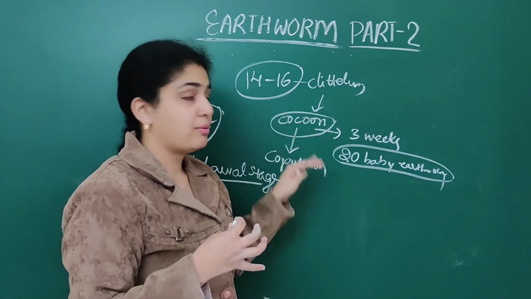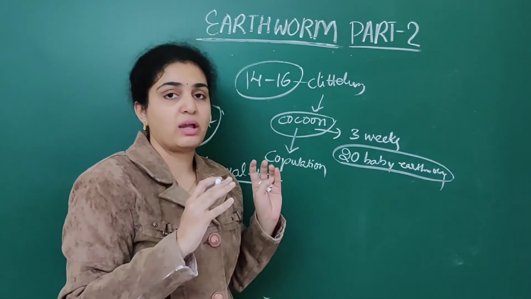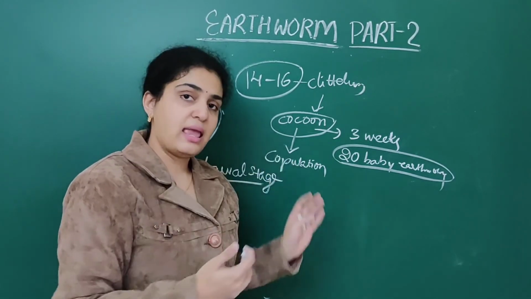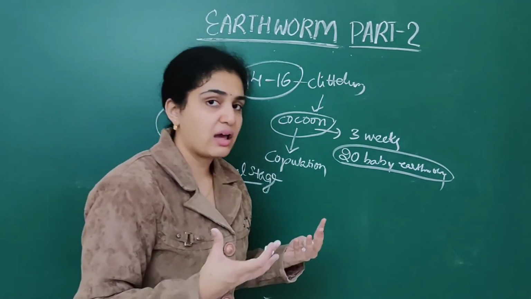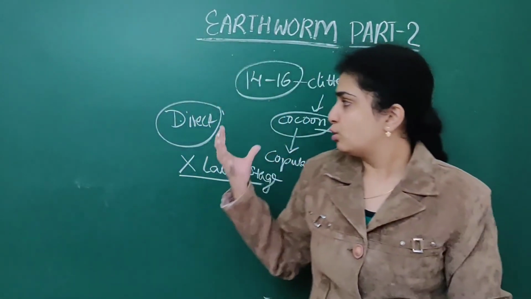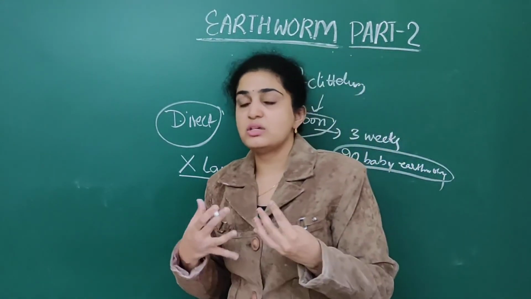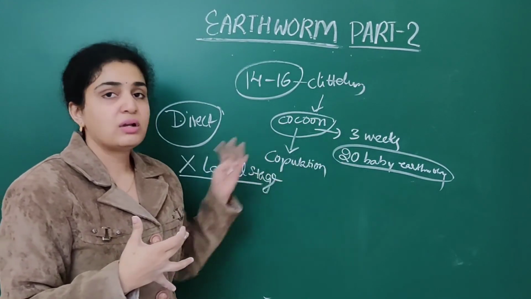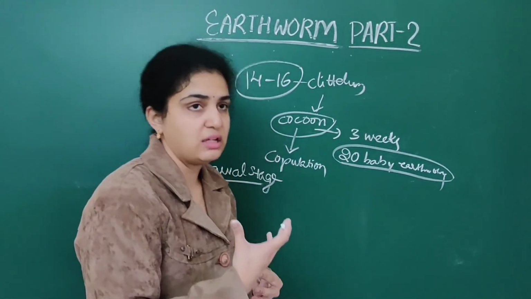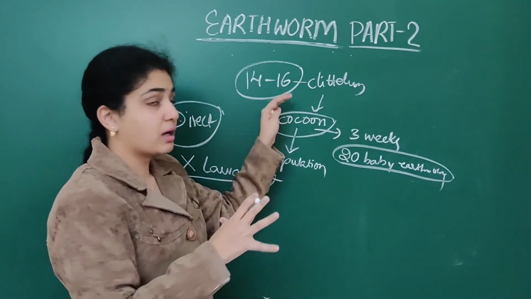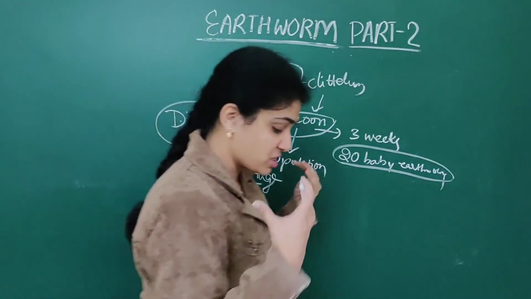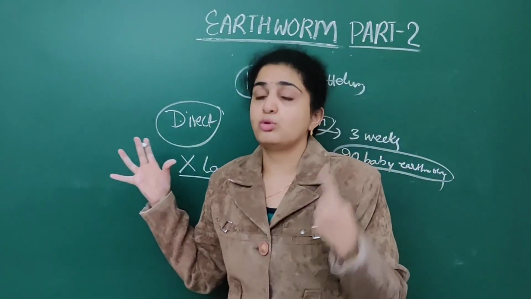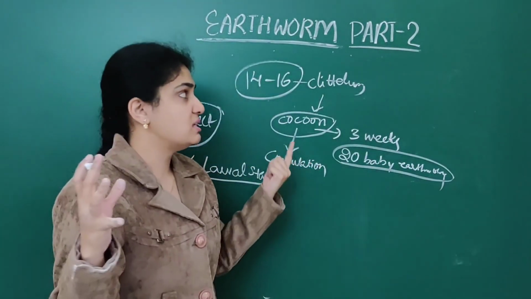And everything will take place. The baby earthworms are deposited into the soil. Again they will grow in number, and again the same process will take place. No larval stage, the 2 earthworms will meet and exchange the sperm and ova, the cocoon is formed, and it gives rise to 20 baby earthworms within 3 weeks. An important NEET question is that the cocoon is produced in the clitellum, which extends over the 14th to 16th segments.